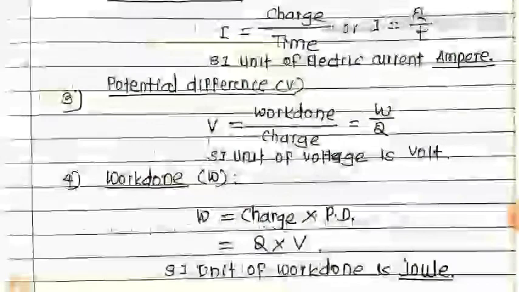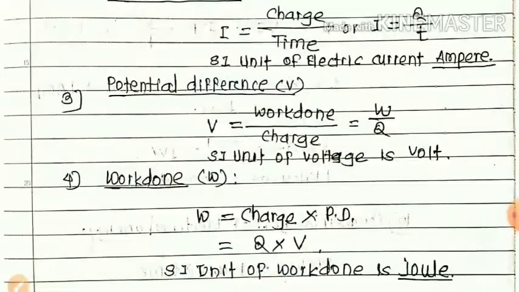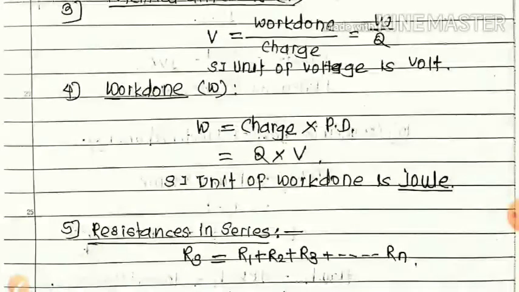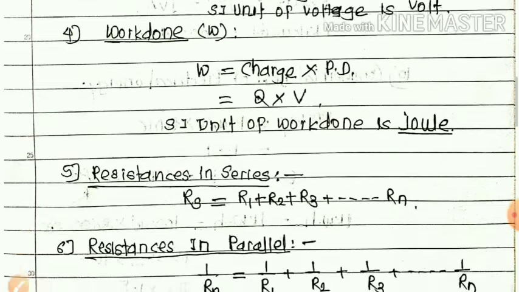Third formula, potential difference, that is voltage V. Voltage V is equal to work done upon charge, that is V is equal to W by Q. The unit of voltage is volt. Work done can be calculated by the same formula, that is W is equal to charge into potential difference, that is W is equal to VQ. The SI unit of work done and energy are the same, that is joule.